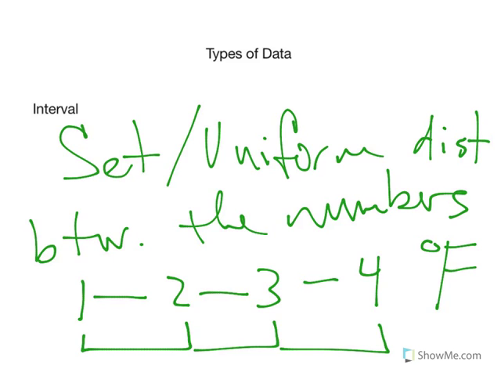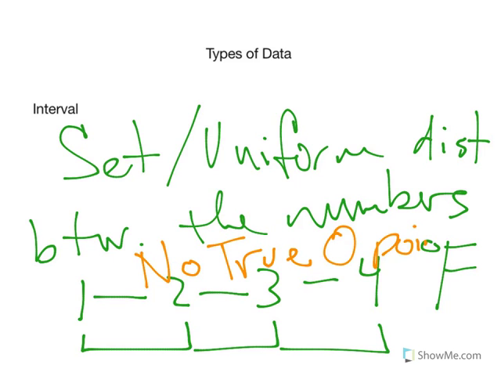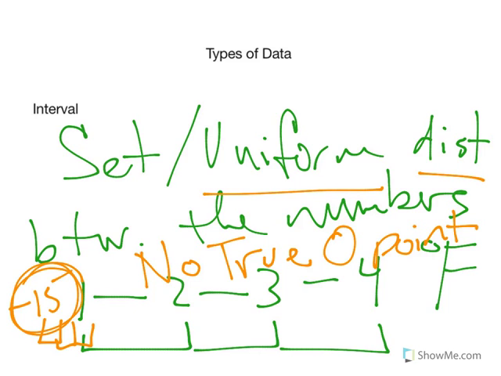The critical thing about interval data, though, is that there is no true 0 point. So in degrees Fahrenheit, you can have negative 15. And if you looked at this on a thermometer, negative 15 would have equal spacing to negative 14 to negative 13, and so on and so on. That negative creates a real limitation that I'll get to on the next type of data. So in interval, again, there's a uniform distance between the numbers and no true 0 point.